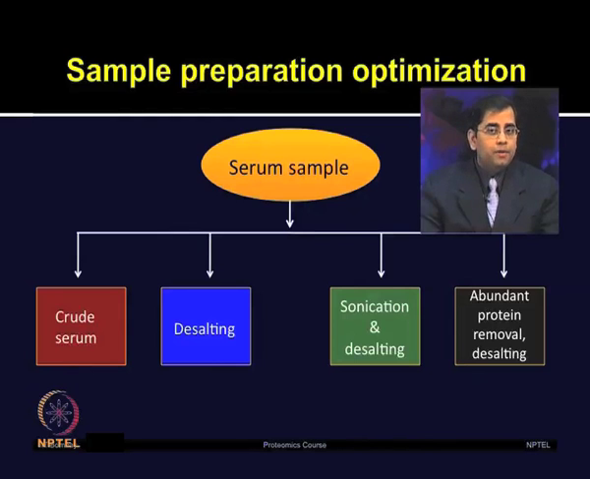Since serum contains highly abundant proteins, and these commercial columns which can deplete these abundant proteins selectively are quite costly, and considering that you have to process a large number of patient samples, we thought, can we disrupt these abundant proteins and release the low abundant proteins from these abundant proteins by using sonication. So, the effect of sonication as well as desalting was also investigated, and then we also used commercial columns to remove the abundant proteins, followed by the desalting step.